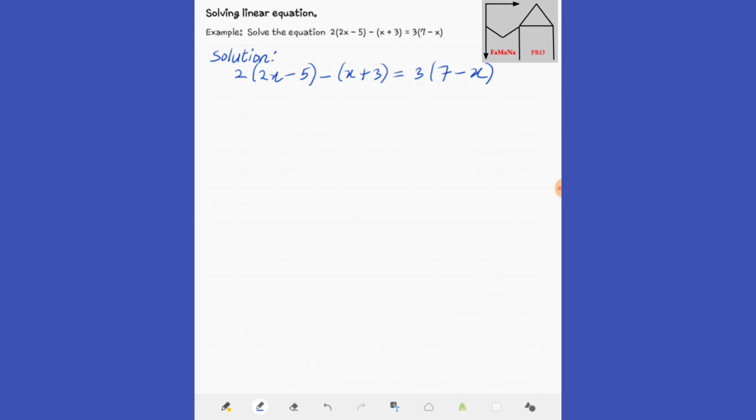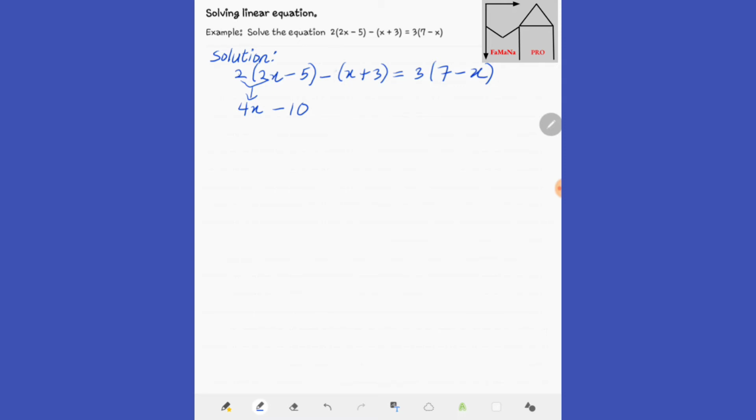To open the brackets, we are going to expand. So 2 times 2x, what will you get? 4x. Then plus 2 times minus 5 will give you minus 10. So 2 times 2x gives 4x, then 2 times minus 5 gives minus 10.